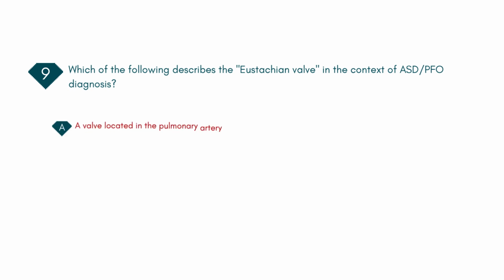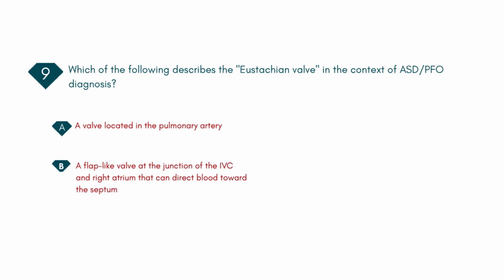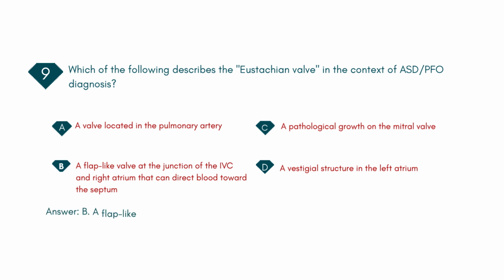Which of the following describes the eustachian valve in the context of ASD/PFO diagnosis? A. A valve located in the pulmonary artery. B. A flap-like valve at the junction of the IVC and right atrium that can direct blood toward the septum. C. A pathological growth on the mitral valve. D. A vestigial structure in the left atrium. Answer: B. A flap-like valve at the junction of the IVC and right atrium.